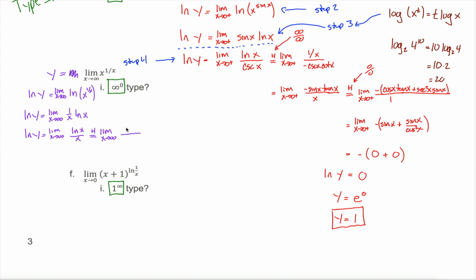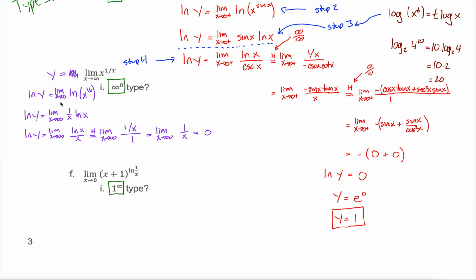What's the derivative of the natural log of x? That's just 1 over x. What's the derivative of x? That's just 1. Cleaning things up a little bit, we get that this is the limit as x approaches infinity of 1 over x. What happens to a fraction when the top is a constant and the bottom is getting arbitrarily large? That fraction approaches 0. The limit as x approaches infinity of 1 over x is equal to 0, and therefore, the limit as x approaches infinity of the natural log of x raised up to the 1 over x power is 0.